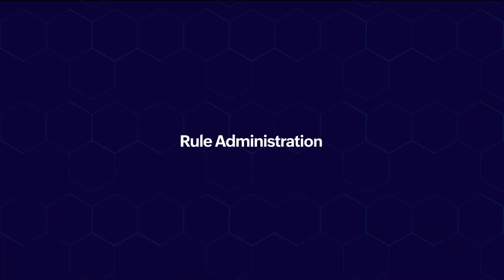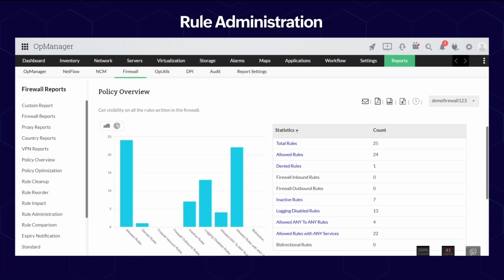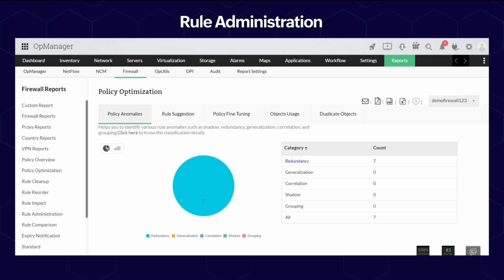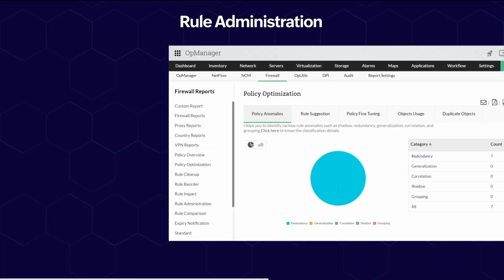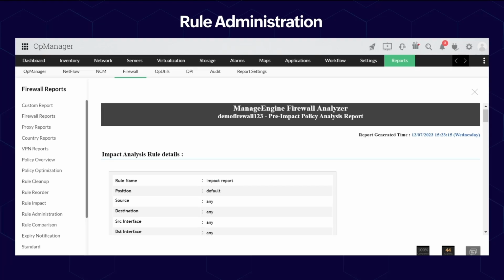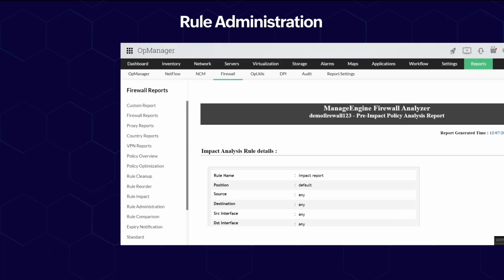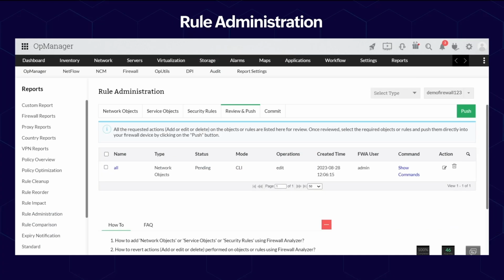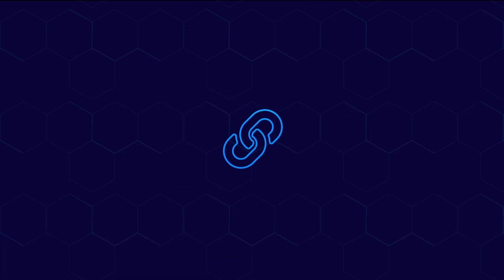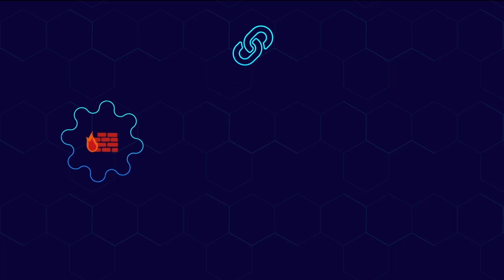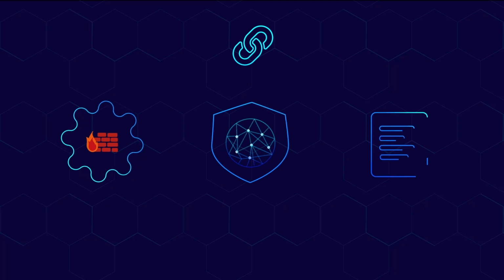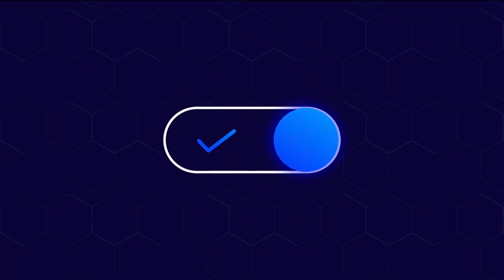Rule administration. Obtain a comprehensive overview of your current rules, conduct analysis to identify and isolate redundant, outdated, and anomalous rules. Assess the potential impact of new rules on your existing rule set and seamlessly push rule updates to your firewall devices. By integrating the Firewall Analyzer add-on with OpManager, you can streamline firewall management, bolster network security, and ensure regulatory compliance. Now, let's explore the benefits of enabling the Firewall Analyzer add-on.